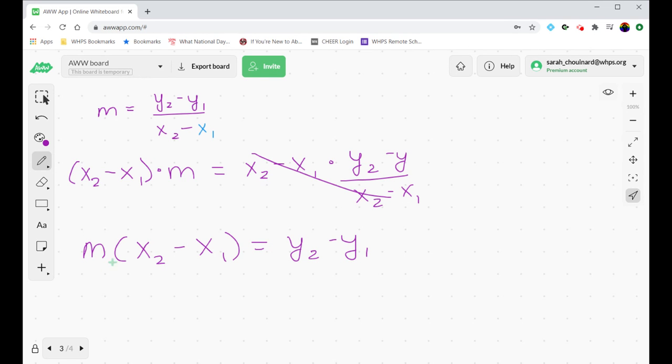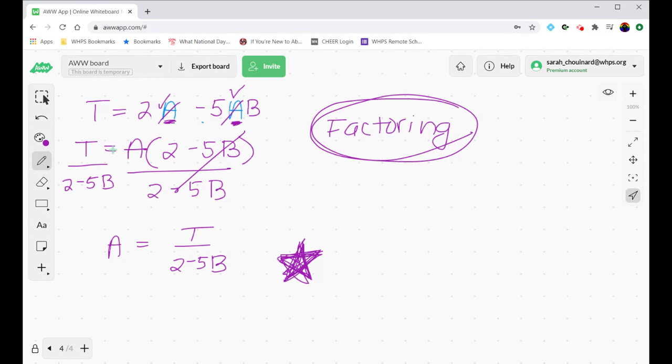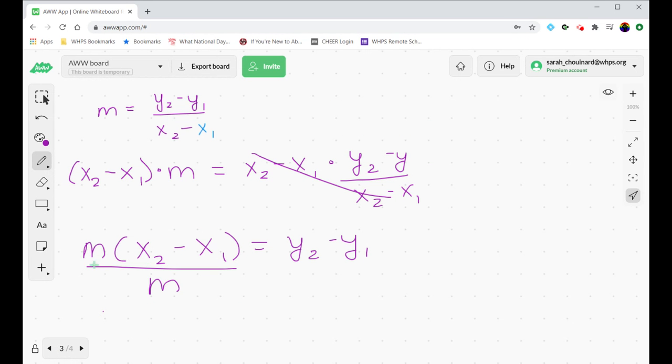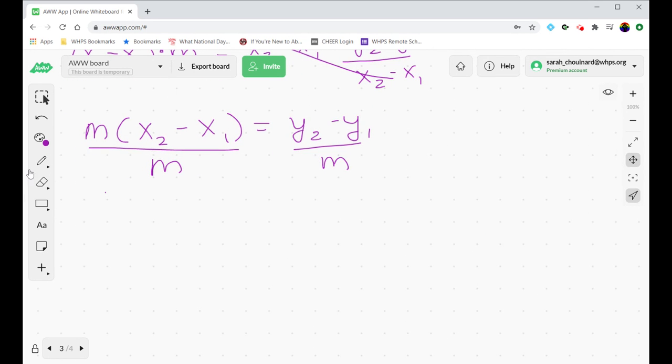Okay, same thing here. I have a parenthesis, so I'm going to get rid of it by dividing. I want what's inside the parentheses, so I divide by what's outside the parentheses. That's as opposed to this last one, where I wanted what was outside the parentheses, so I divided by the parentheses. So it depends what you want. I want what's inside, so I divide by what's on the outside. All right, gonna need some more space for this one. So the m is gone. Now I have x2 minus x1 equals y2 minus y1 over m.